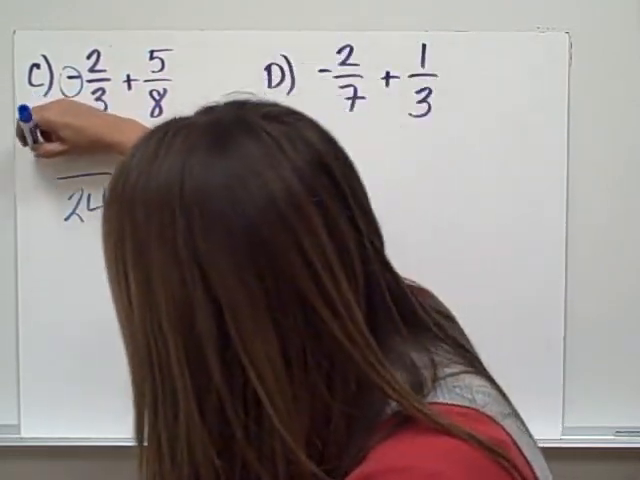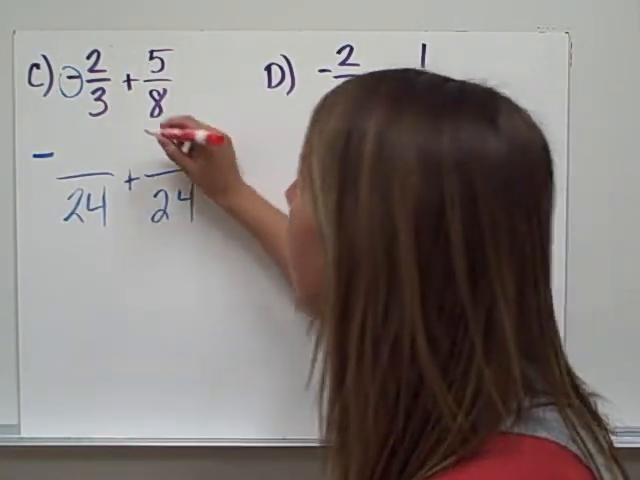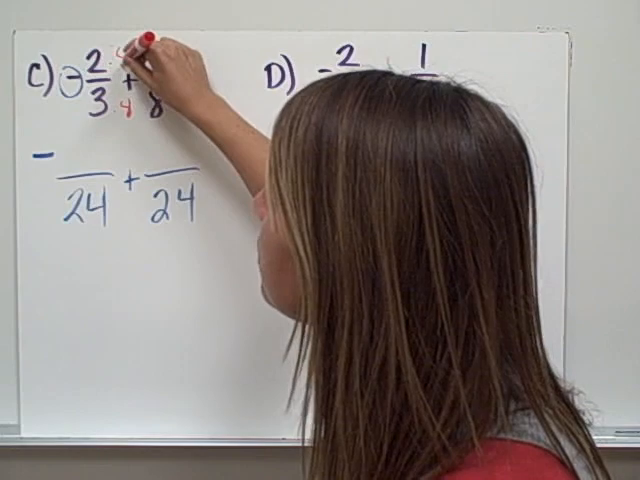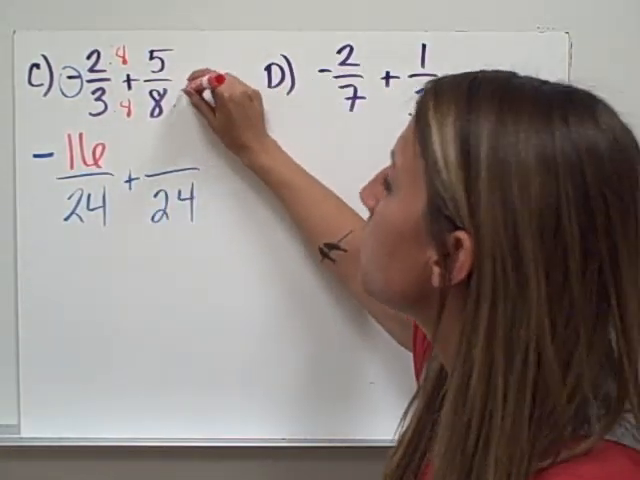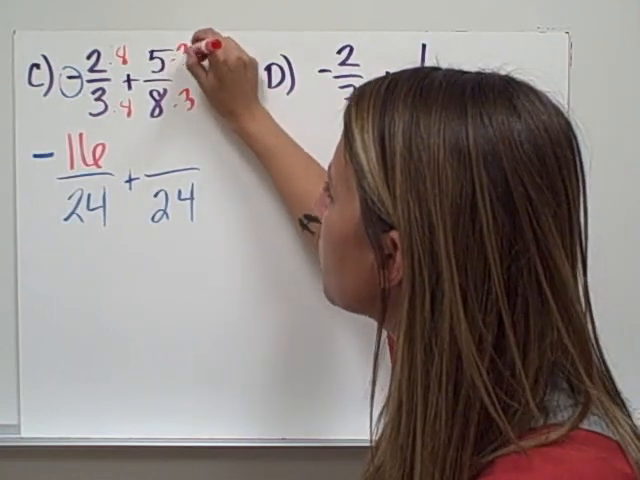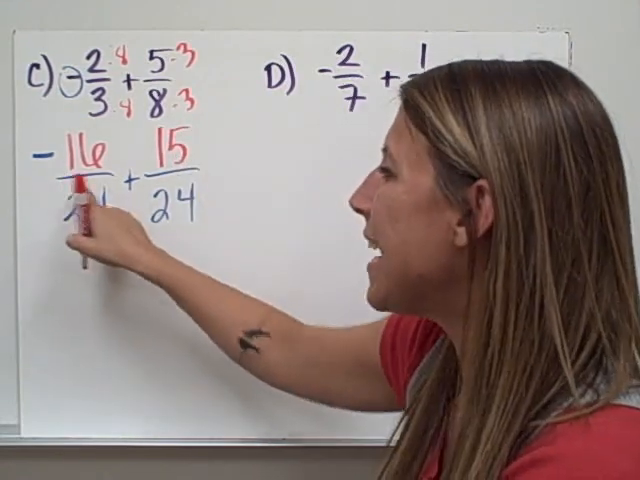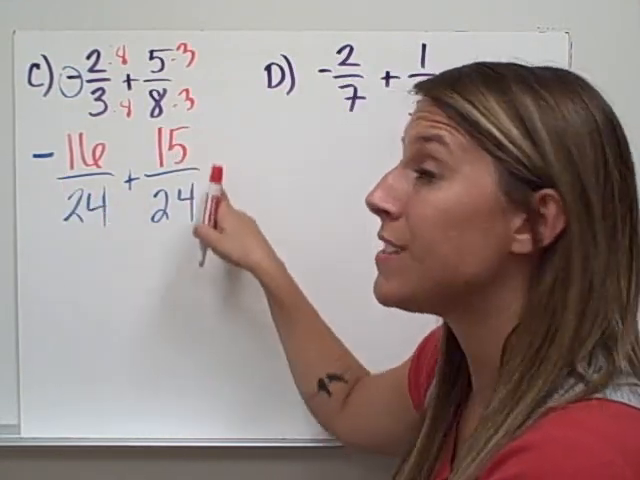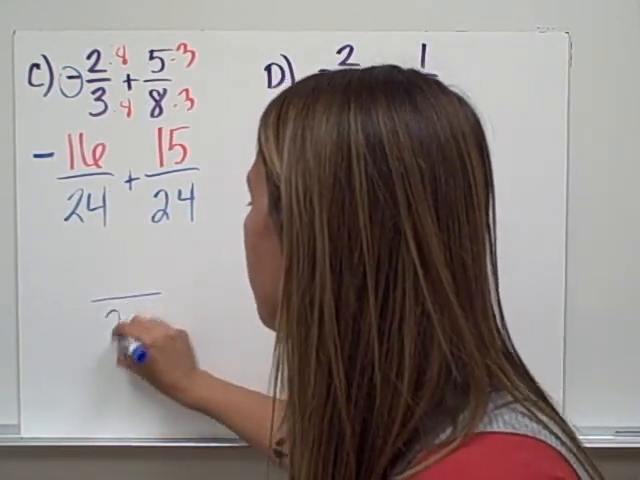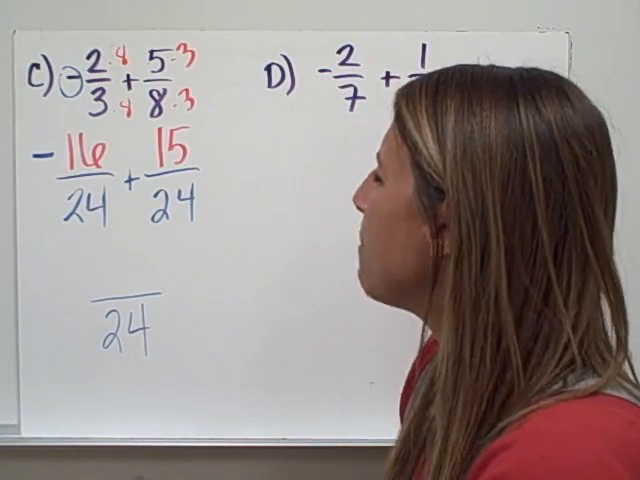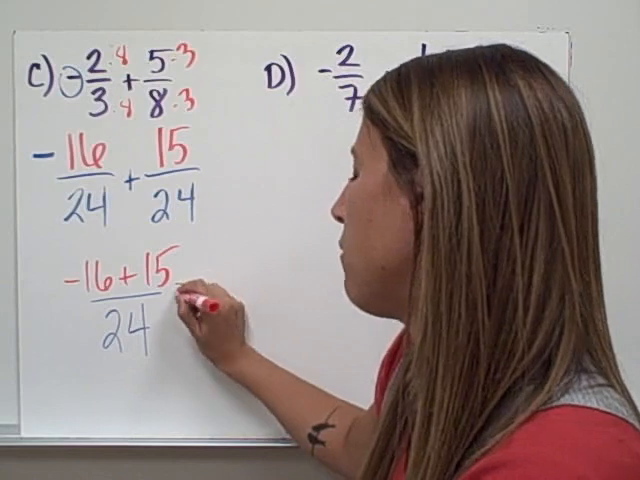It goes right there. So what did I do to 3 to get 24? Well, I multiplied it by 8. So I multiplied that 2 by 8, and that's 16. And then what do I do to 8 to get 24? Well, I multiplied it by 3, and so I can work with 5 times 3, which is 15. So now it's negative 16/24 plus 15/24. Remember, I keep the denominator the same, so my denominator will be 24, but then this is going to be negative 16 plus 15 over 24.